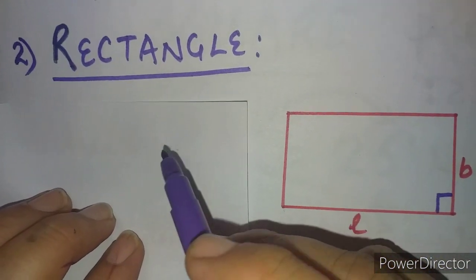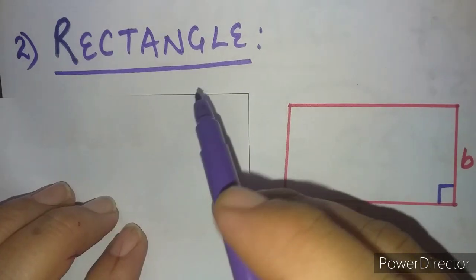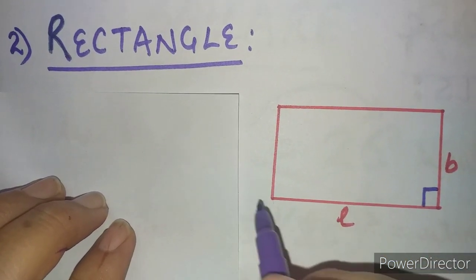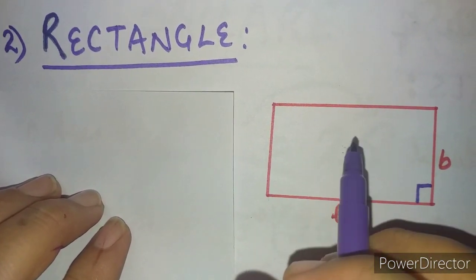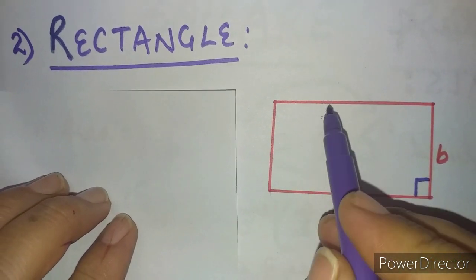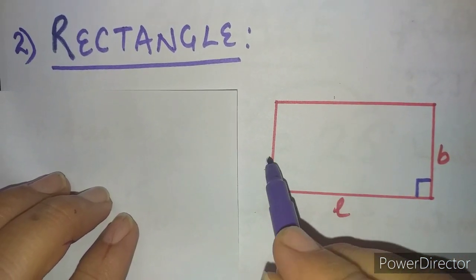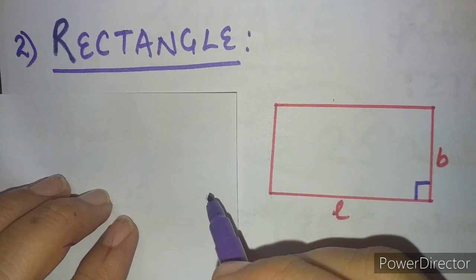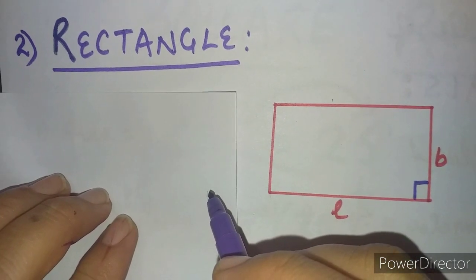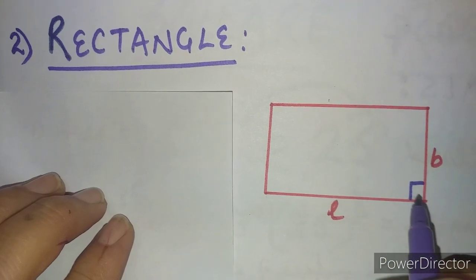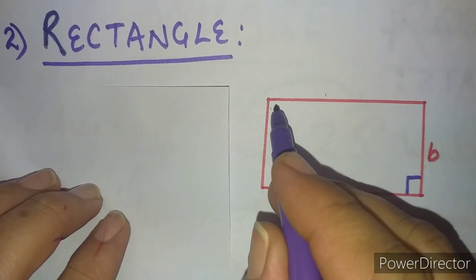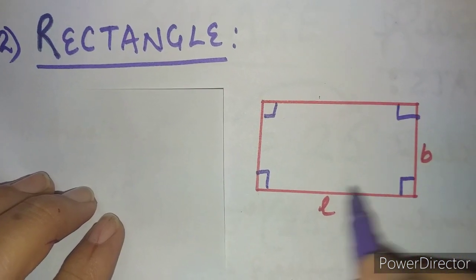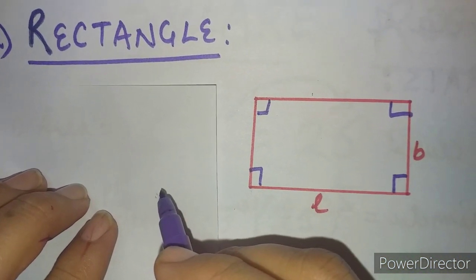Now our second type of quadrilateral is a rectangle. Okay, a rectangle again has four sides only, right? Just like a parallelogram, length is parallel to length, breadth is parallel to breadth, and one more feature which is not there in a parallelogram. What is that feature? That each angle is 90 degrees only, right? Each angle is 90. This also, this also, this also. All four angles are 90 degrees only, right?